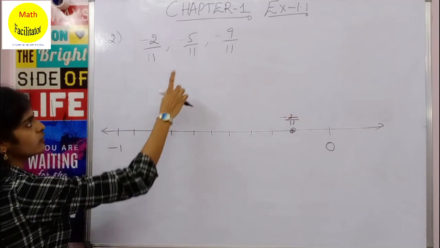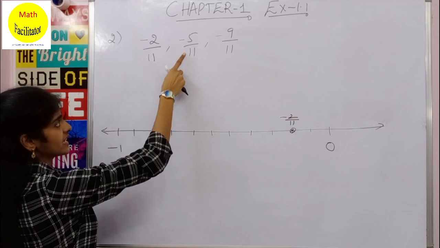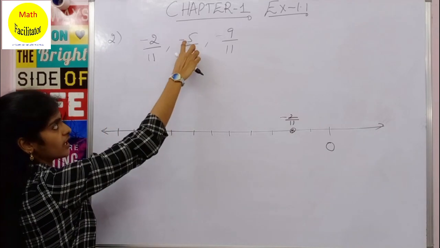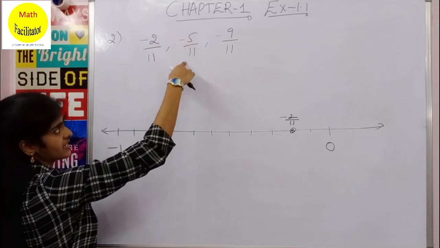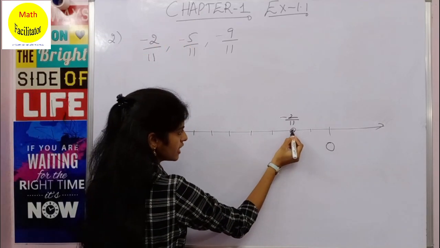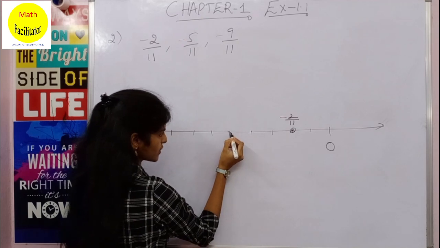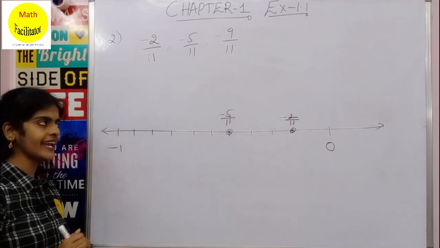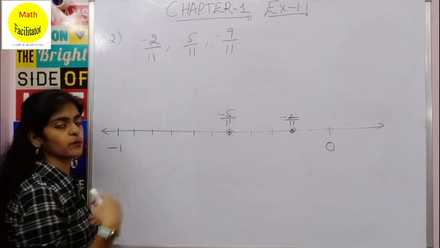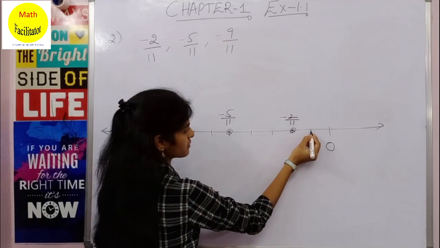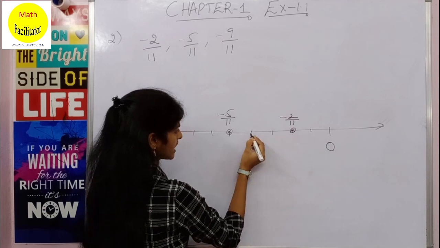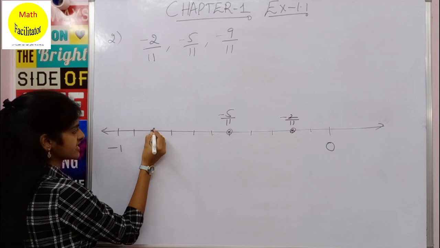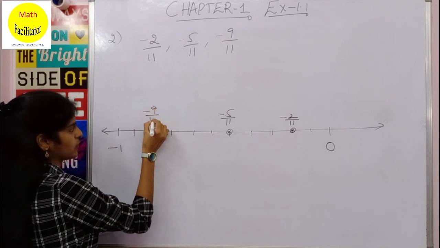Now let us represent the number minus 5 by 11. There are 11 parts here and you want the fifth part, minus 5 by 11. That means 1, 2, 3, 4, 5. So this is nothing but minus 5 upon 11. Next you have minus 9 upon 11. Let us count again from 0: 1, 2, 3, 4, 5, 6, 7, 8, 9. So this is nothing but minus 9 upon 11.